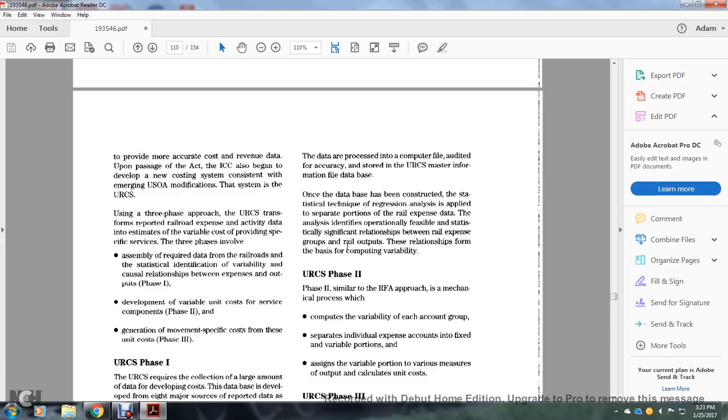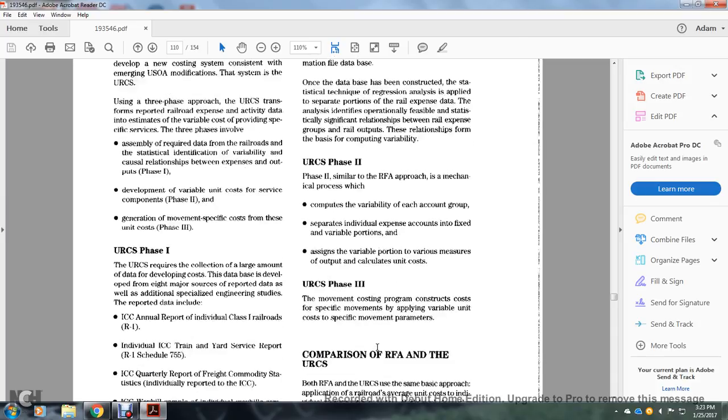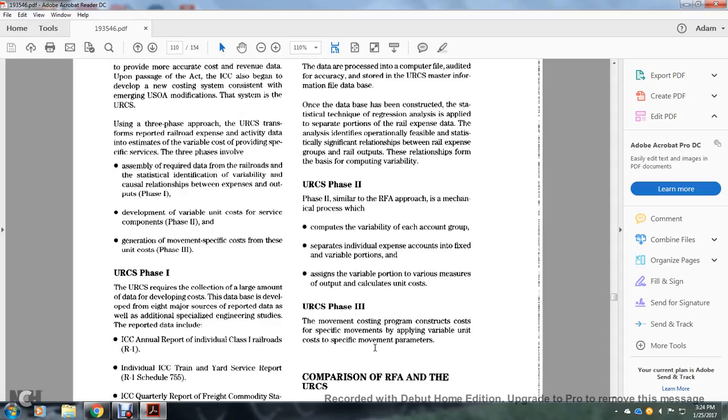Uniform Rail Costing System, Phase 2. Similarly, the RFA approach is mechanically processed and computes the variability for each of the account groups. Separately, individual expense accounts are divided into fixed and variable portions and assigned the variable portion of the various measures of output, calculating unit costs. Uniform Rail Costing System, Phase 3. The Movement Cost Program constructs the cost of specific movements, applying the variable unit costs to the specific movement parameters.